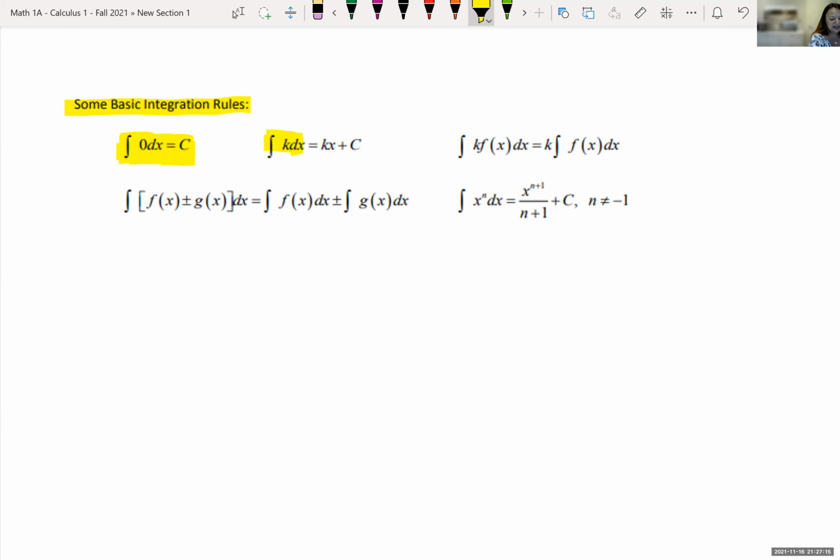Let's say we were taking the integral, the antiderivative of k dx, where k is equal to a constant, some number that doesn't change. And so if we take the antiderivative, let's say, of 2, in order to get back 2 when I take the derivative, it would be 2x. And so if we have the antiderivative of a constant, k dx, this would be equal to k times x plus some constant c.